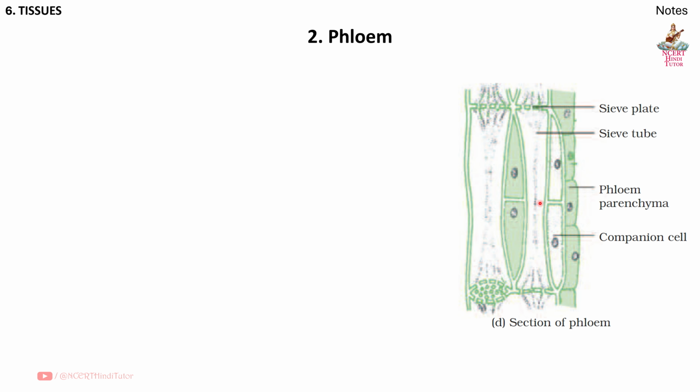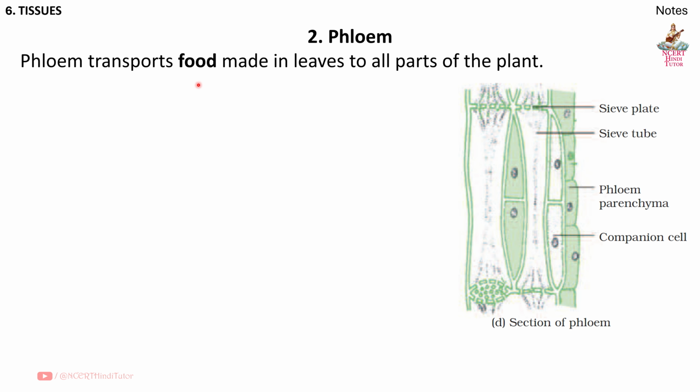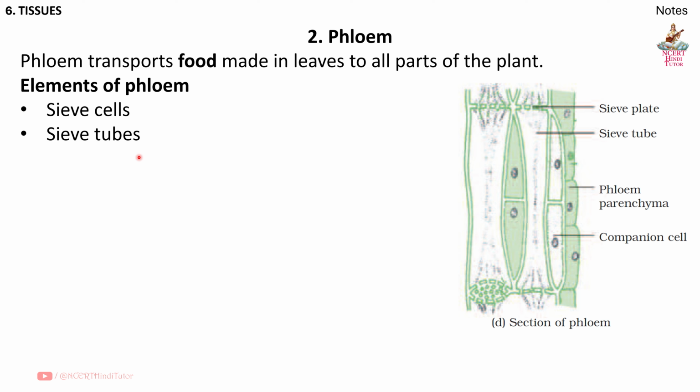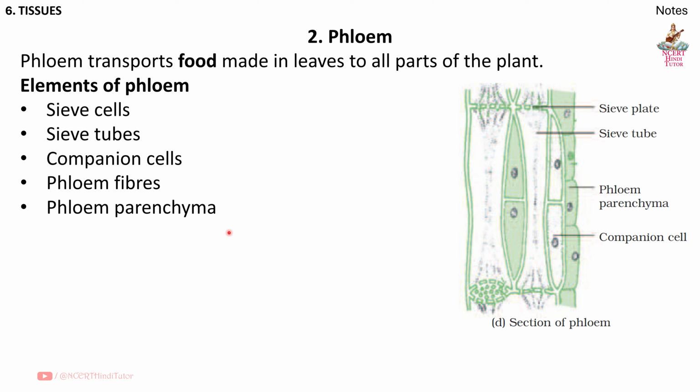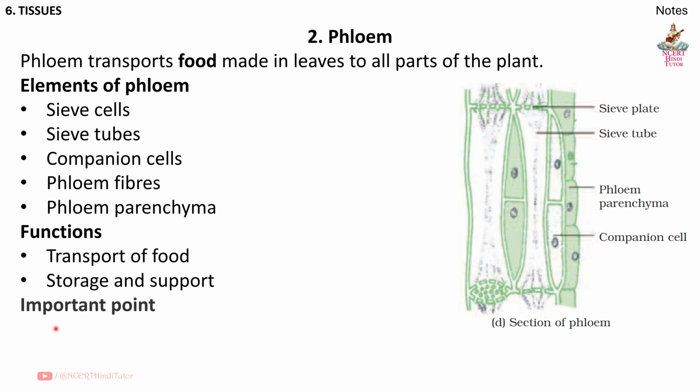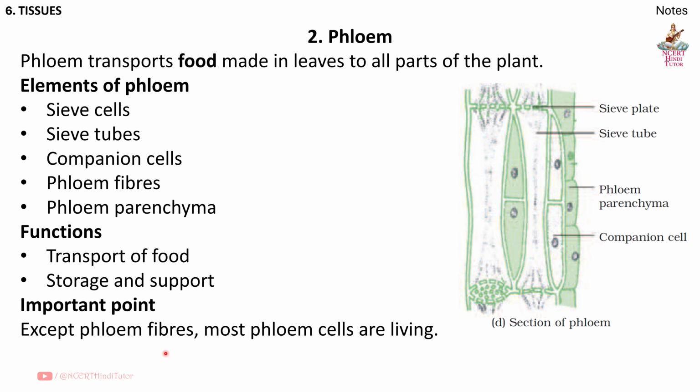Second, phloem. This is the diagram. Phloem transports food made in leaves to all parts of the plant. Elements of phloem: sieve cells, sieve tubes, companion cells, phloem fibers, phloem parenchyma. Functions: transport of food, storage and support. Important point: except phloem fibers, most phloem cells are living.